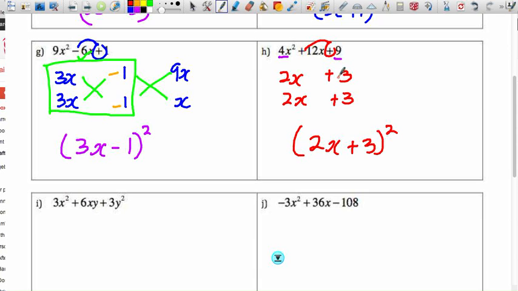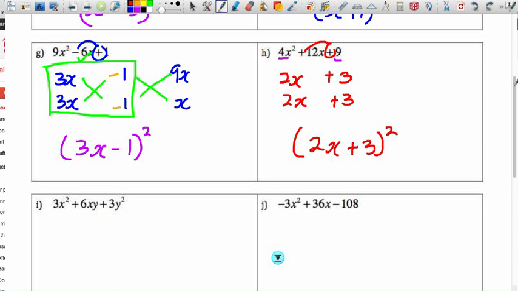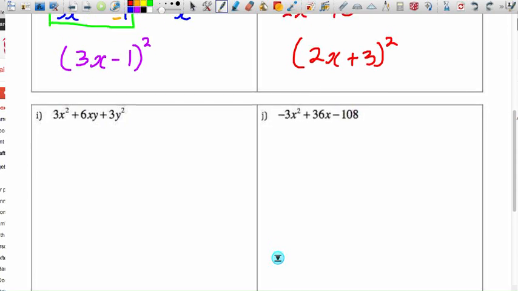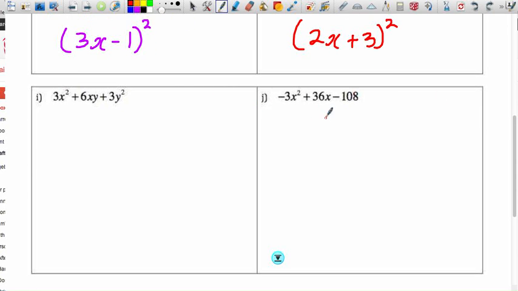Okay, so at this point what you need to do is pause the video, go ahead and give examples I and J a try, and then restart the video and I'll write up solutions for those and you can check how you did. So go ahead and try those now, pause the video and try those. Okay, and so we're back.